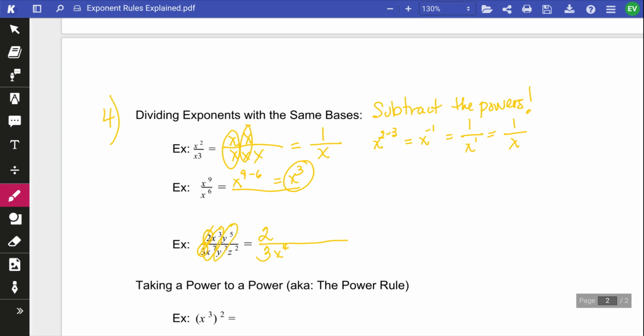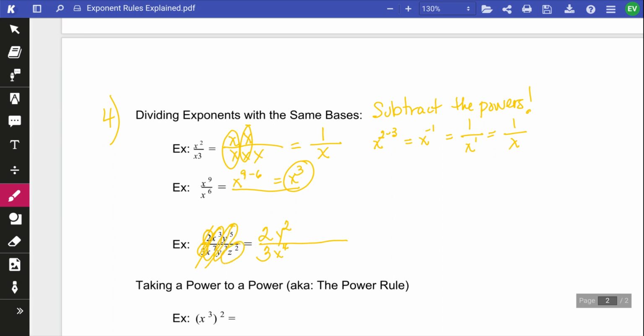The next ones I'm going to take care of are the y's. So y to the 5th over y to the 3rd. Where are there more y's? In the numerator. How many more y's? Well, 5 minus 3 is 2. So I'm just going to leave that there. Y's are taken care of.